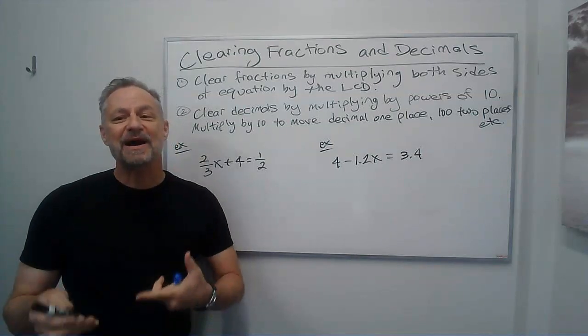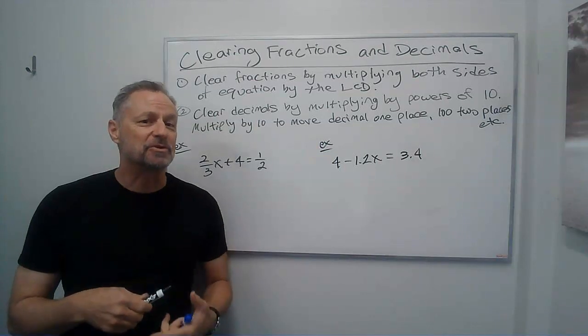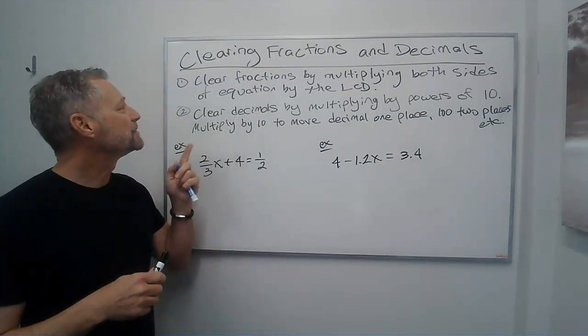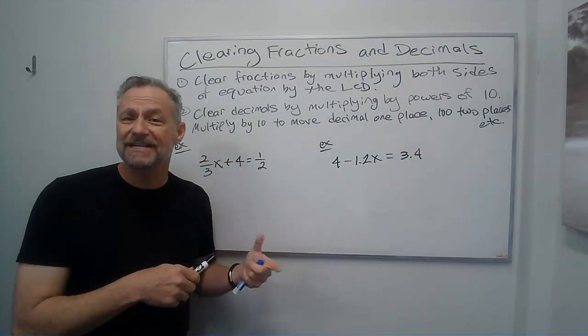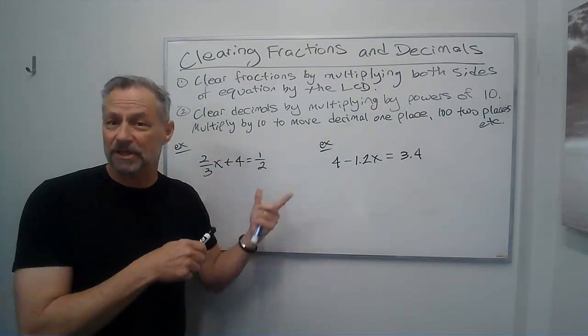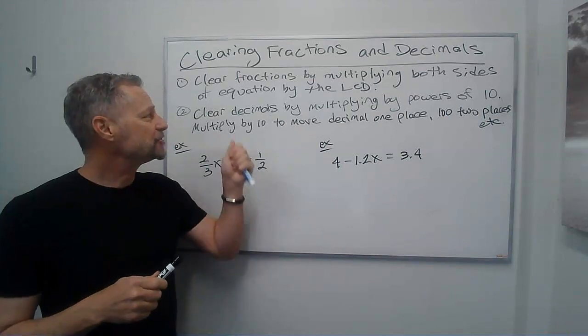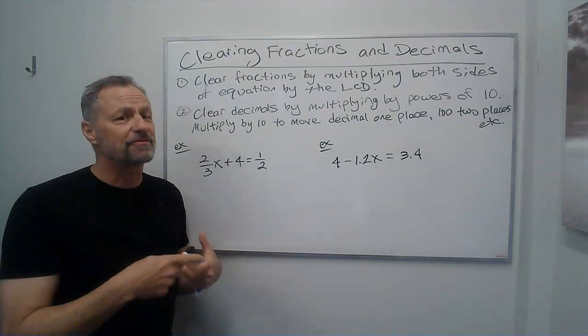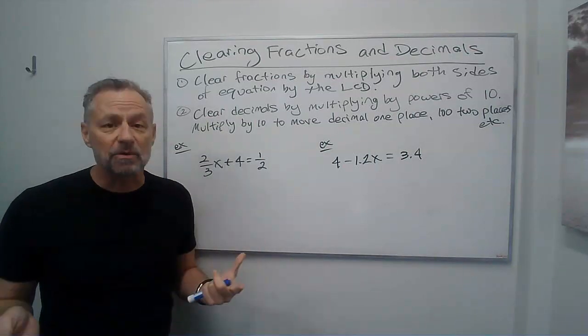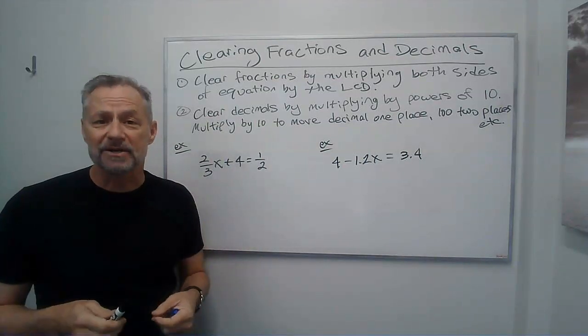Let's talk about clearing fractions and decimals from an equation. If you want to clear fractions, you multiply both sides of the equation by the LCD, or the least common denominator. Now, notice I said the equation. If there's no equal sign, you can't get rid of fractions or decimals. You have to just deal with them, get common denominators, that sort of thing.